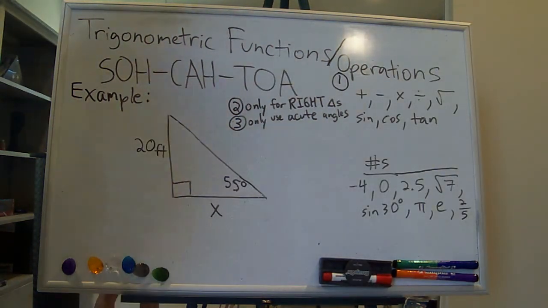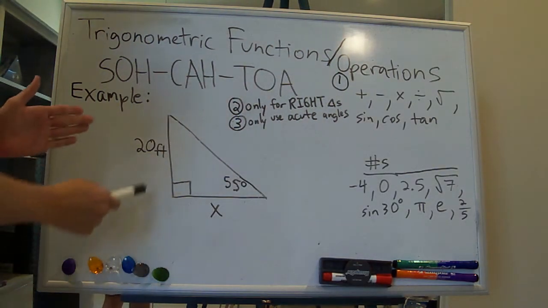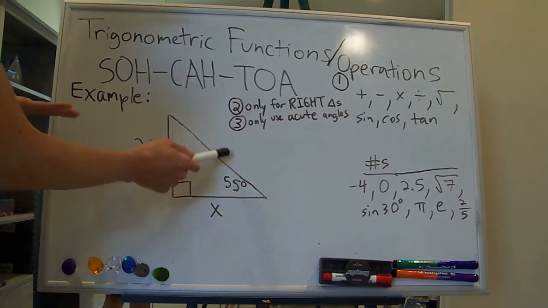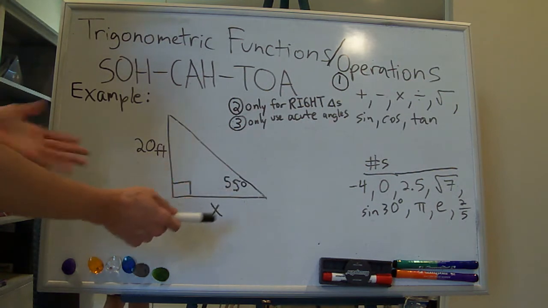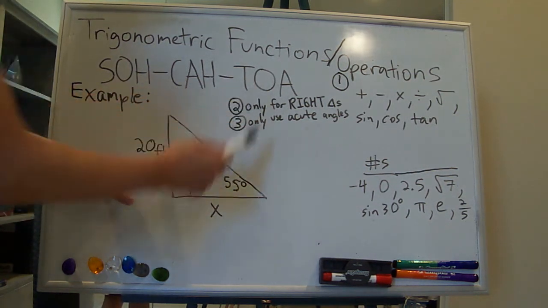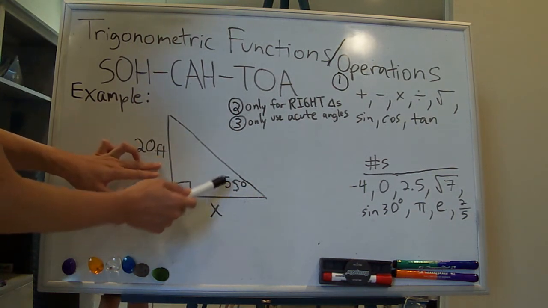This is our final example. So let's say we have a tree 20 feet tall. Its shadow is x, we don't know, but we know the angle between, let's say, this rope and shadow is 55 degrees. So we got to use this angle and these two sides. Are we going to use sine, cosine, or tangent? What's the relationship of these two sides to this angle?